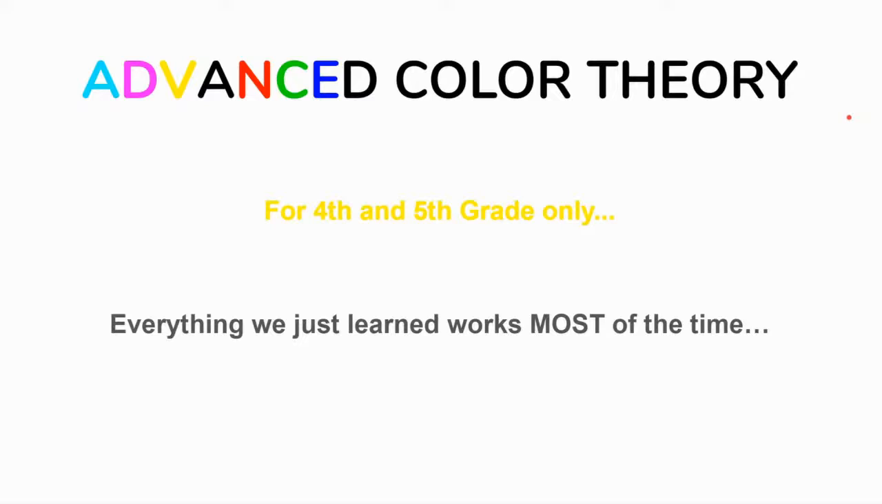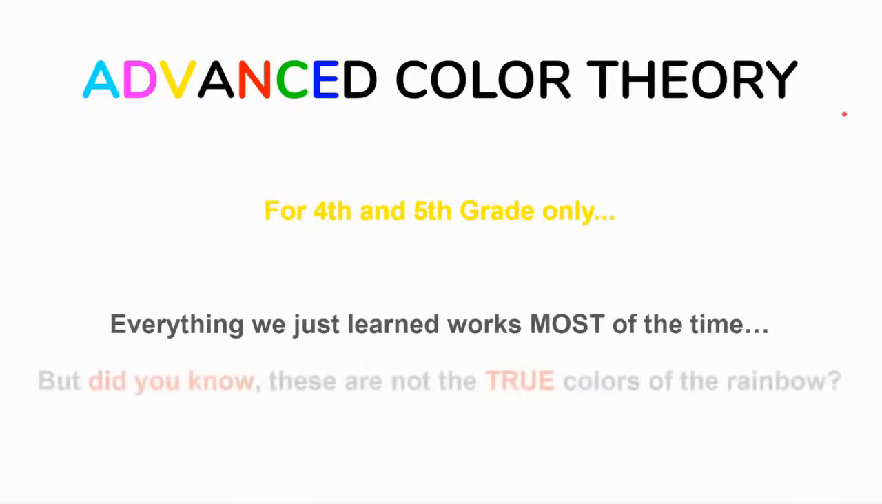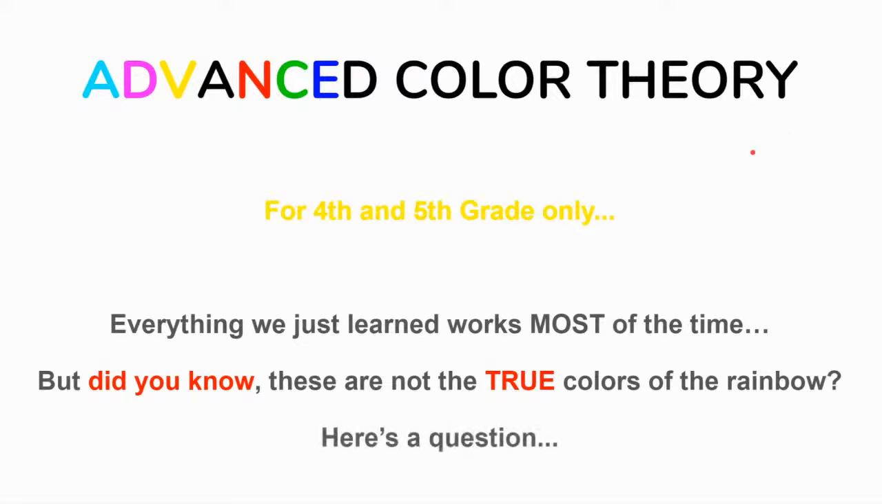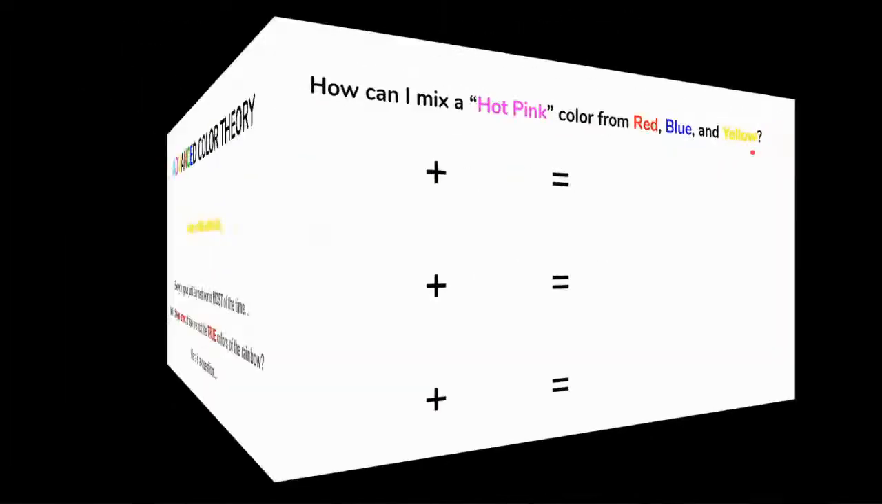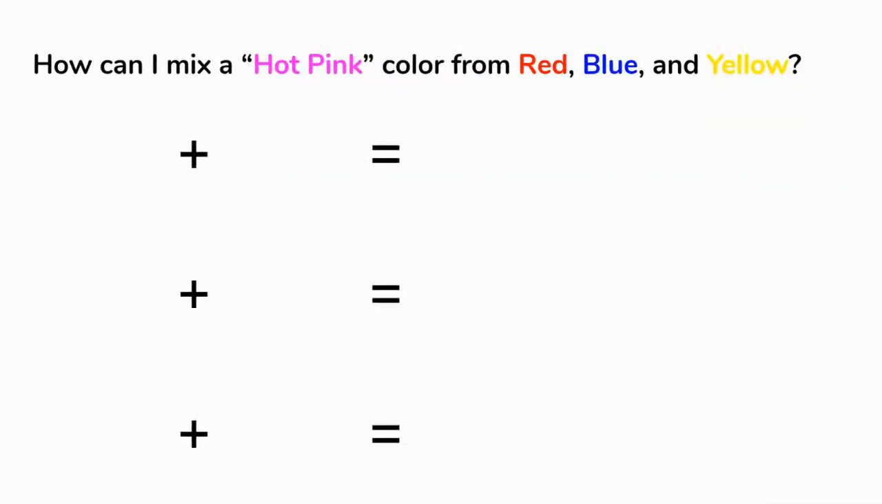Everything we just learned about color mixing works most of the time, except when it doesn't. Did you know that those are not the true colors of the rainbow? I'm talking about red, orange, yellow, green, blue, and purple. Here's a trick question. How could I mix hot pink from red, blue, and yellow? If these are our primary colors, how do I get this color?